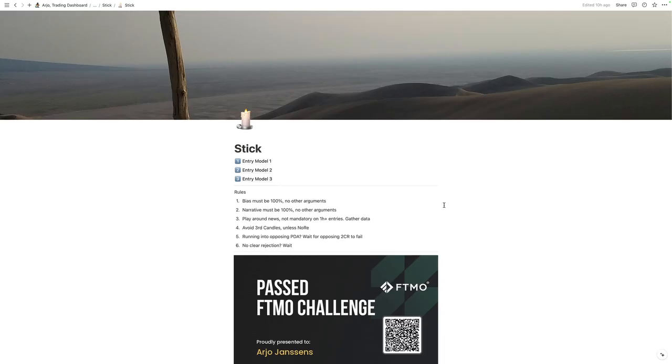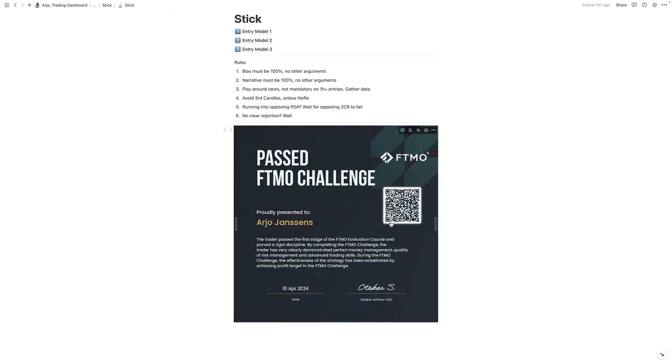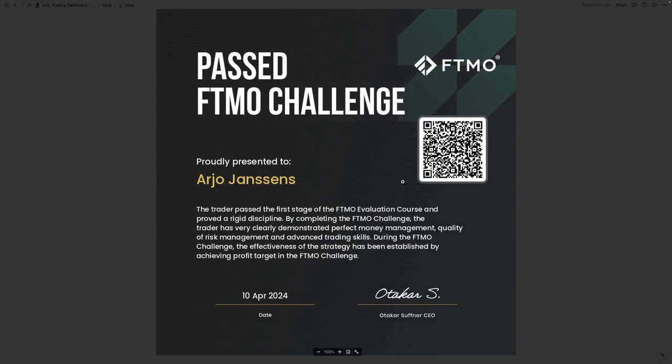I have tested the stick trading plan. I actually have passed an FTMO challenge with it. Feel free to scan the QR code. And I passed it on the 10th of April 2024. I want to go over the trades that I also took using this trading plan, because this trading plan has been in the works for quite some time right now.